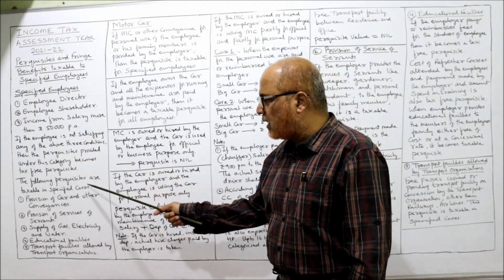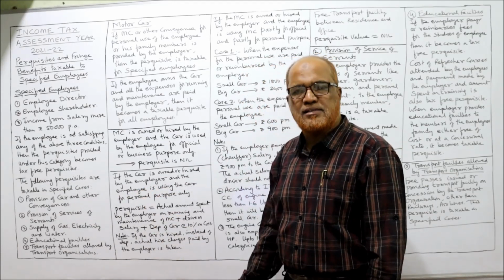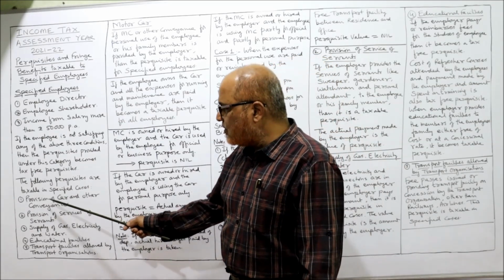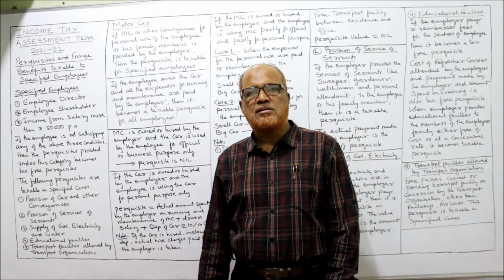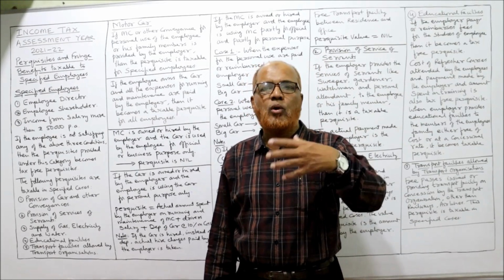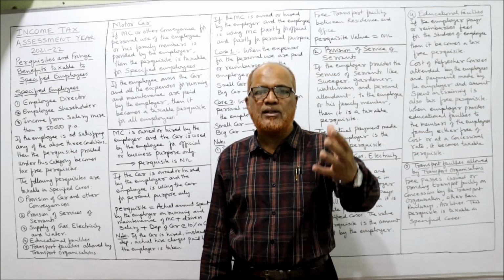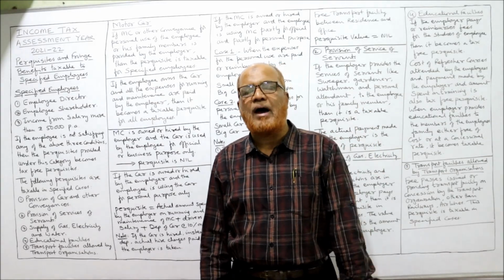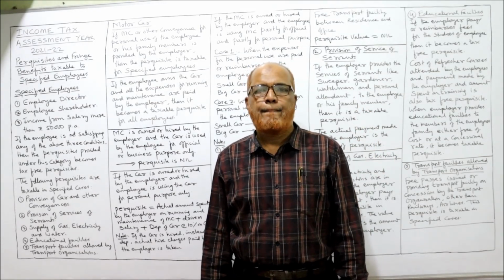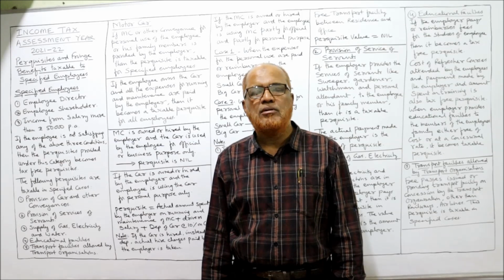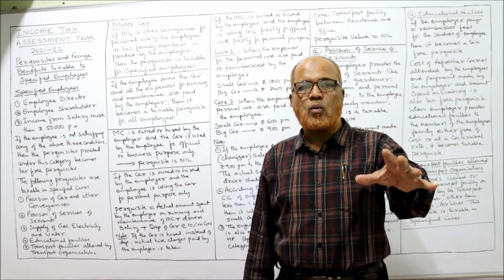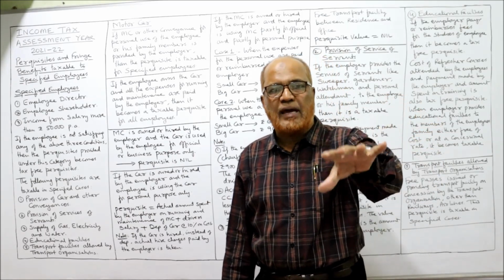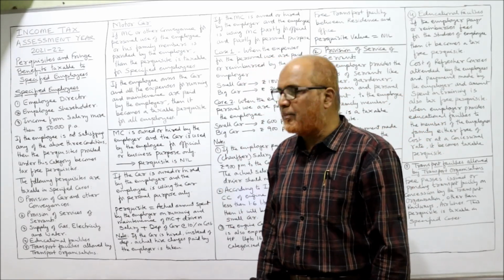What are the perquisites? The following perquisites are taxable in specified cases. First one, provision of car and other conveyance. Many a time, the employer will provide a motor car or any other conveyance to the employee or their family members. Then this motor car provision is a taxable perquisite for specified employees. The motor car is provided for personal use of the employee or the family members.